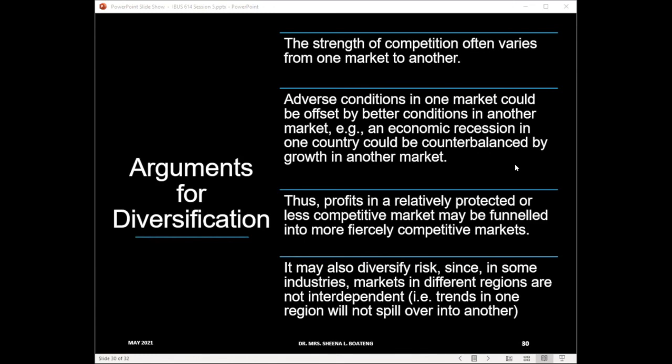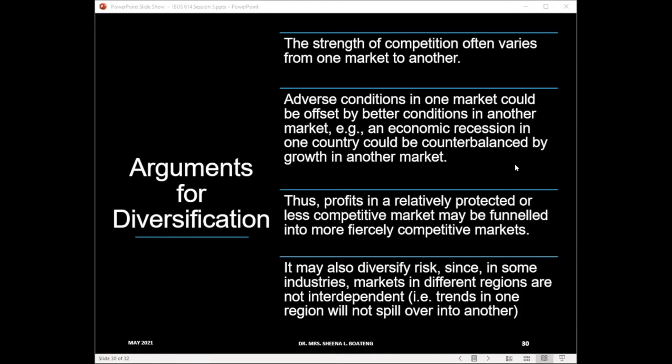Hence the argument for a diversified approach. And by using a diversified approach also, firms are able to diversify their risk because the levels of risk in different markets will differ. So if you are in a very high risk market, you can offset it with operations in another market that is relatively low risk, so that whatever losses you make as a result of the high risk in one particular market can be offset by the low risk and the boom that you are experiencing in another market. So in terms of concentration and diversification, the argument is often in favor of diversification.